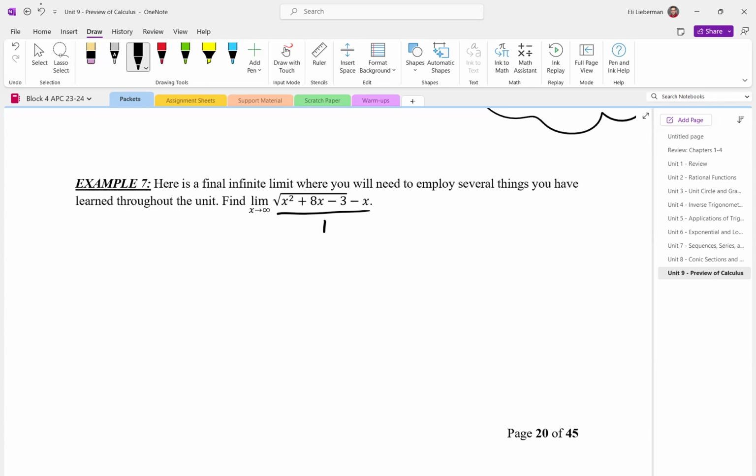Hudson, you have a question or idea? Could we multiply by conjugates? As long as you do it on the top and the bottom, I think that's a great idea. Do you see what the conjugate is? I'm going to be a little bit lazy and just write conjugate, top and bottom. And let's see if you can work that out.